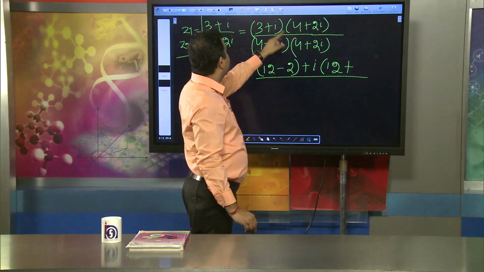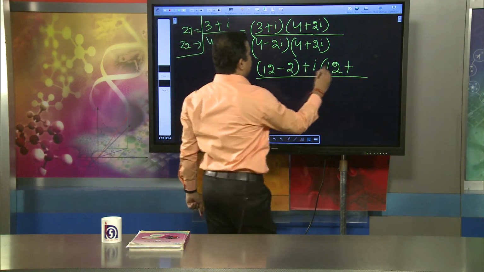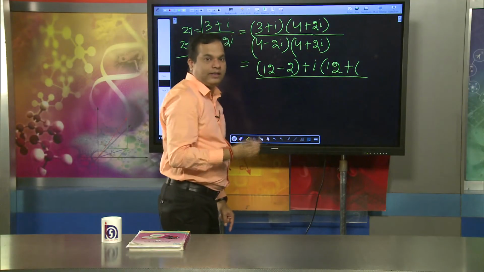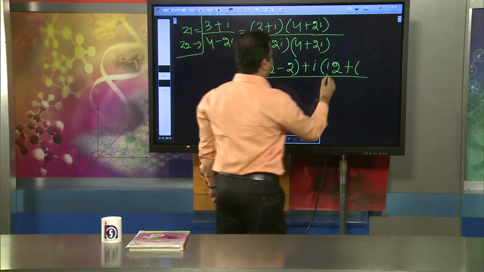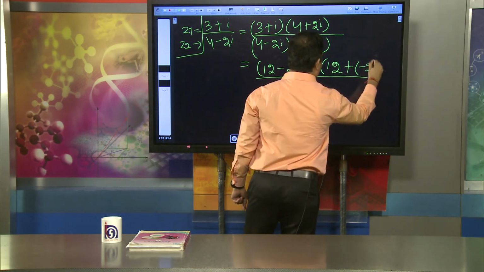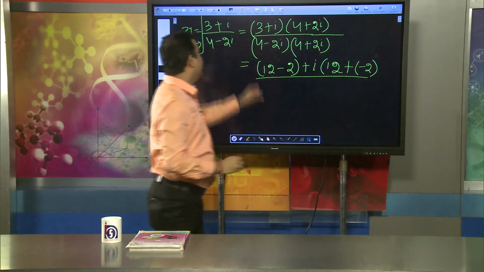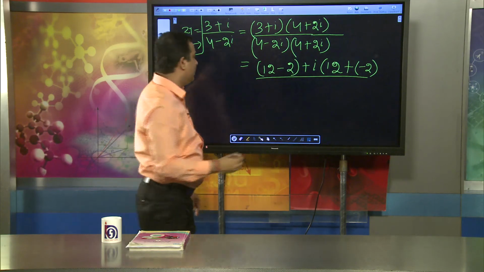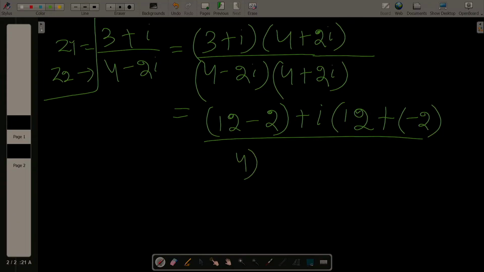I can say 1 into 2 into i square, that is equal to minus 1. So I can say 12 plus of minus 2 divided by, I can say (a plus b) into (a minus b), that formula equal to a square minus b square. So I can say 4 whole square minus (minus 2i) the whole square.